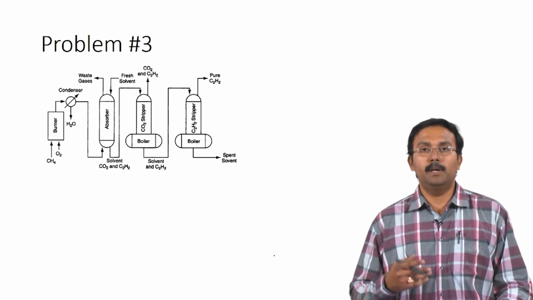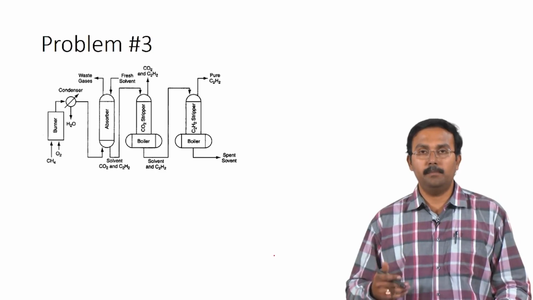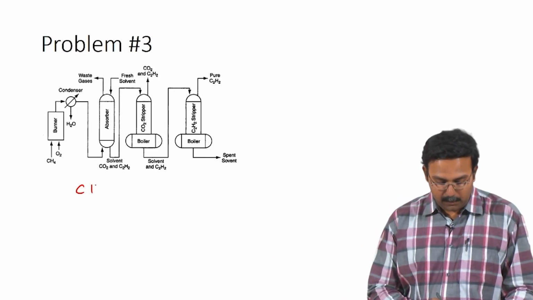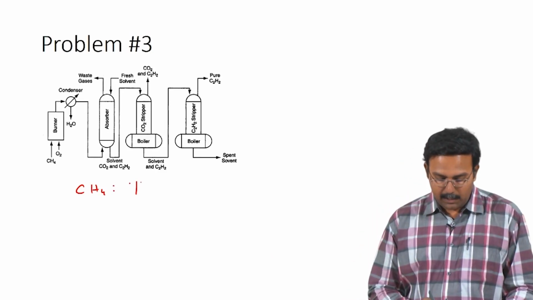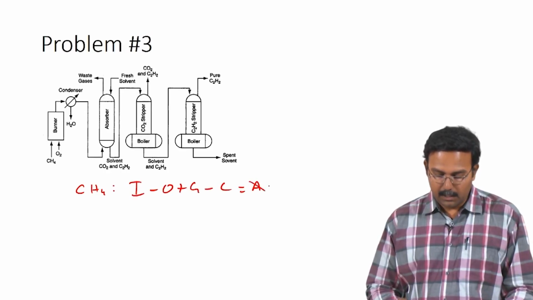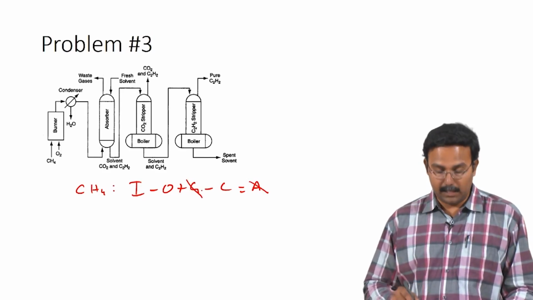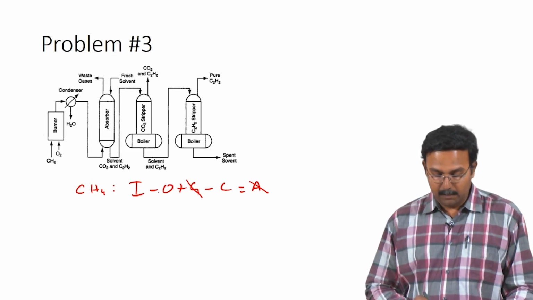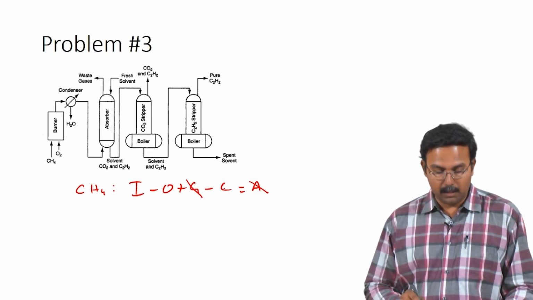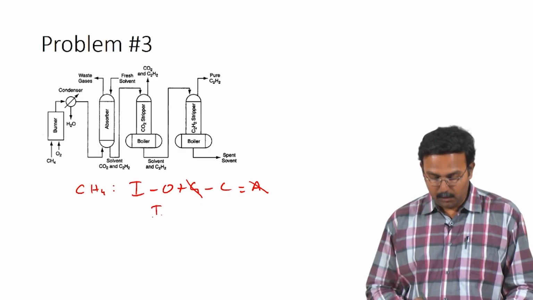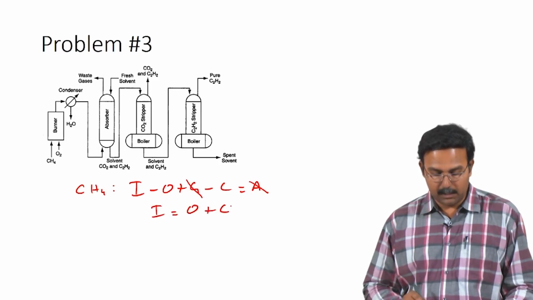So, this we can do by writing balances for methane and oxygen. Let us start with the methane balance. Again, input minus output plus generation minus consumption equals accumulation. At steady state there will not be any accumulation, and we do not have any generation of methane because it is the reactant. So you have input minus output minus consumption equals 0, so input would be equal to output plus consumption.